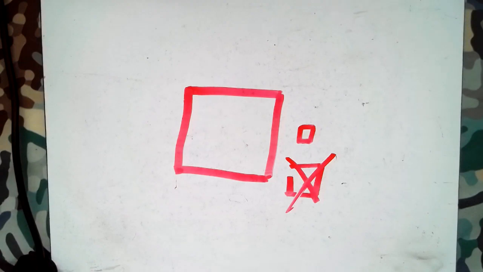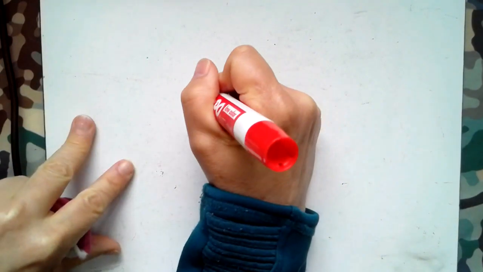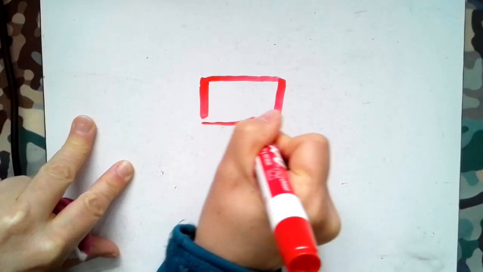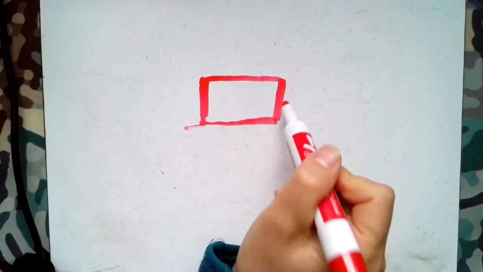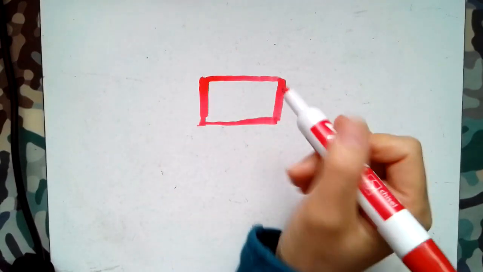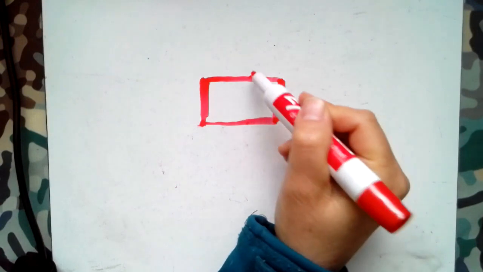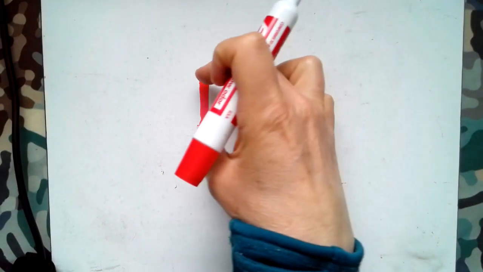All right, let's practice drawing some rectangles. So let's draw one together. Remember, a rectangle has four sides. So 1, 2, 3, 4, and four square corners. 1, 2, 3, 4. And with a rectangle, the opposite sides are the same length. So this side and this side are the same length, and this side and this side are the same length.